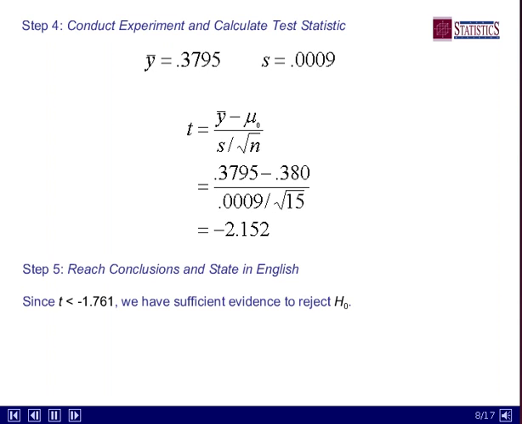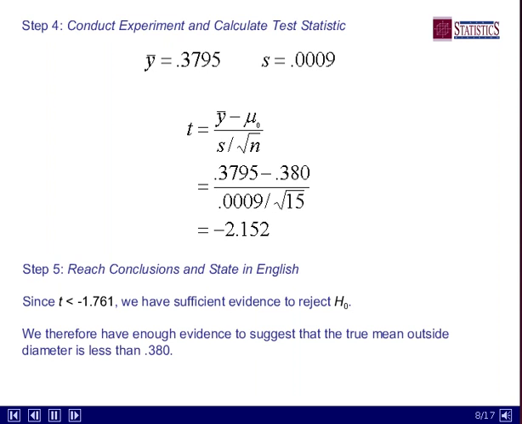So, comparing that to our value from step 3 in the critical region, notice that our t-value, minus 2.152, is less than minus 1.761. It is further in the extreme. So we have sufficient evidence to reject the null hypothesis. Or in English, we therefore have enough evidence to suggest that the outside diameters, on average, are less than 0.38. So the problem could be coming from us.